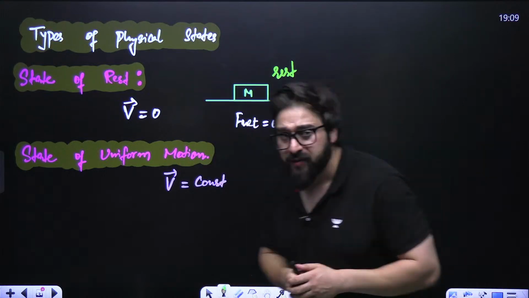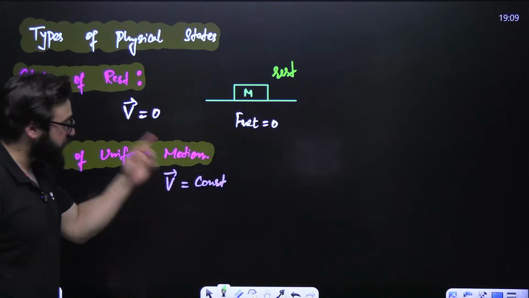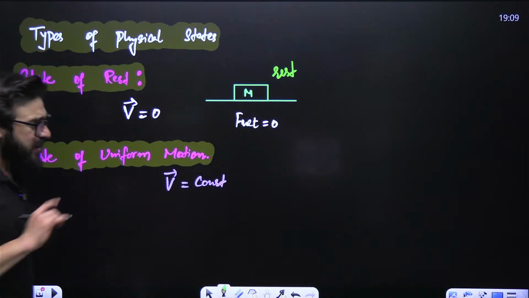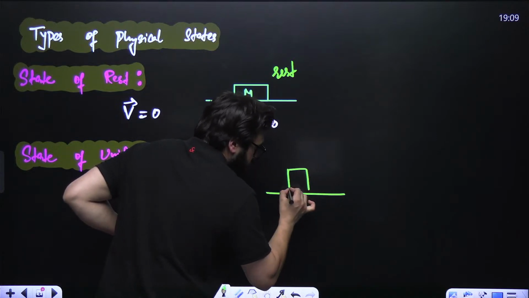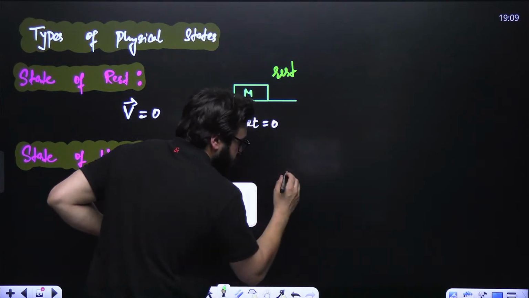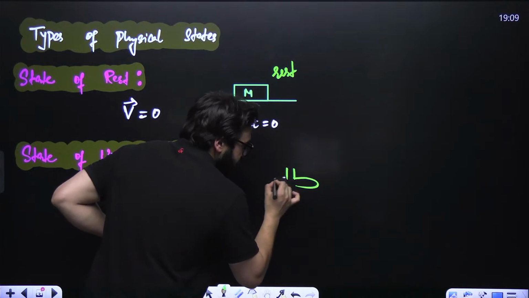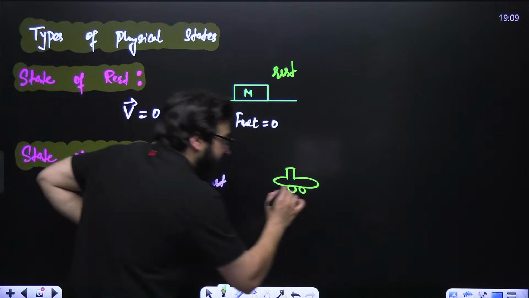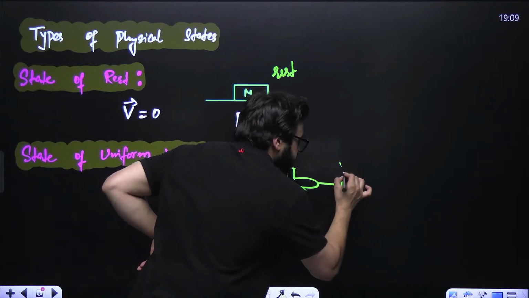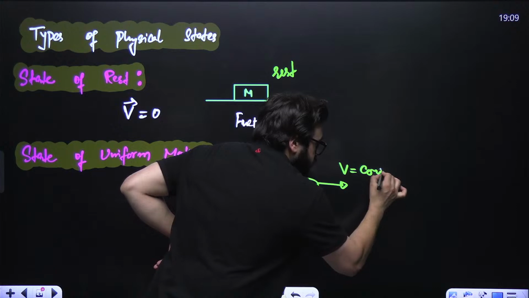Now, then we have the state of uniform motion. Guys, see, let's suppose I have got a block over here, or I have got a car over here. And this car is basically moving with some velocity. This is a constant velocity over here.